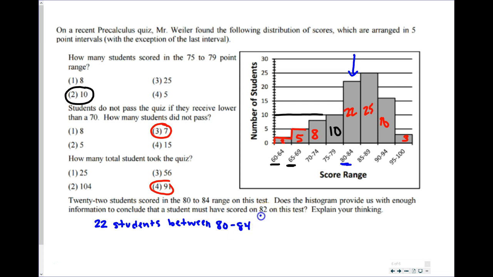Now, it's asking, can we basically guarantee a kid got an 82? And the thing with a histogram is we can't guarantee that. Since this is a range, you could suppose a lot of things. You could say that all of those 22 kids scored 80. All of those 22 kids scored 81, and no one scored an 82. You don't exactly know. You can't just assume that all of those values are in that range, because a value can fall in that range and not be included in that interval.